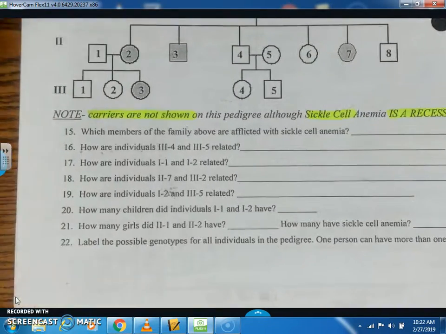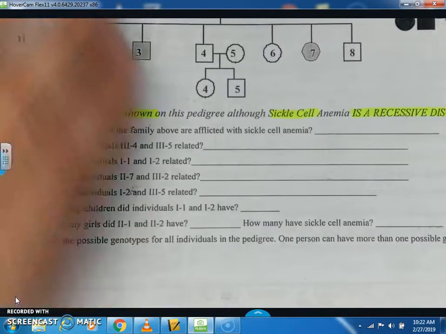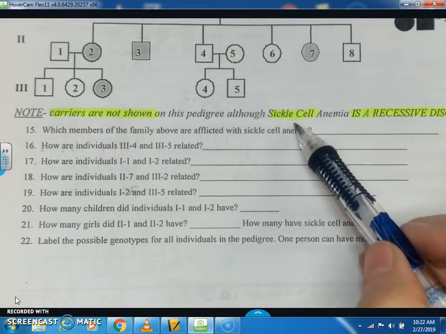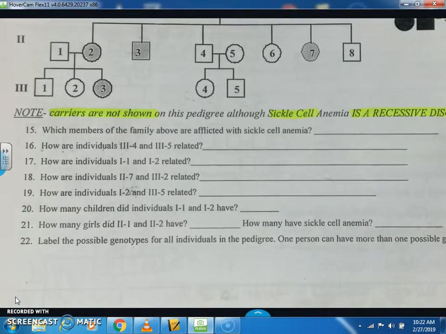So it says here, carriers are not shown on this pedigree, so we're not going to see any half circles or half squares. However, that doesn't mean that they don't exist. Remember the problem we did on the previous video. And it also tells us that sickle cell anemia is a recessive disorder.